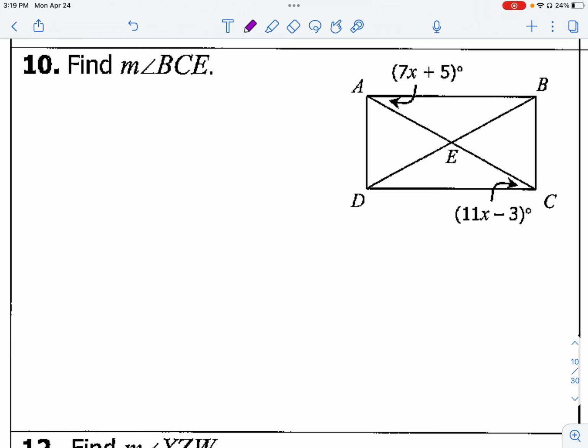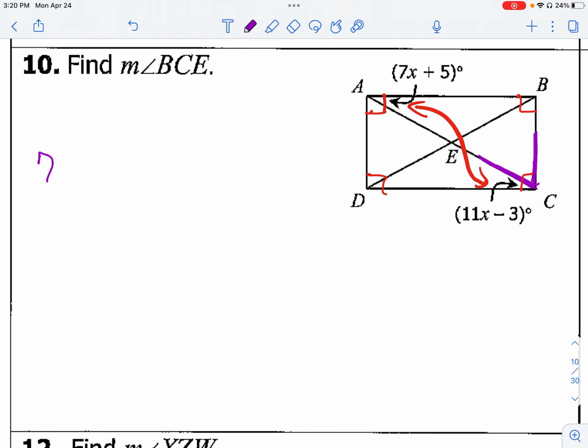All right, so find the measure of BCE. So we're going to find BCE, which is this purple angle here. Well, what do we know? Well, we know all of these angles are right angles. We know that the opposite sides are parallel. So we know by alternate interior angles, these are the same angle.